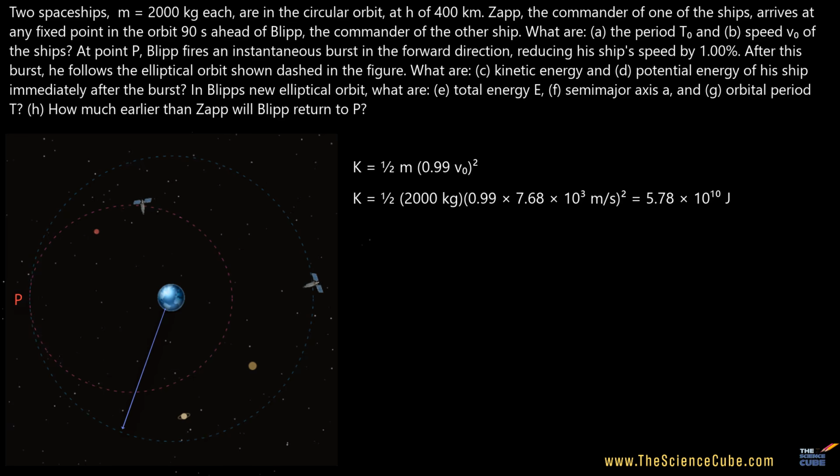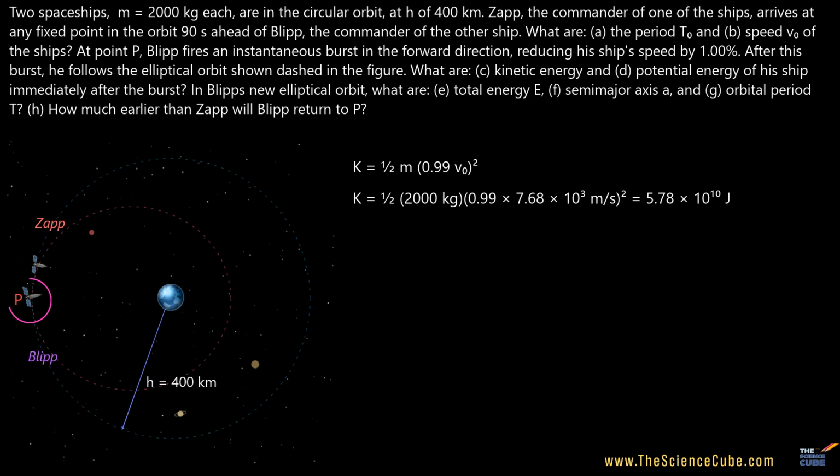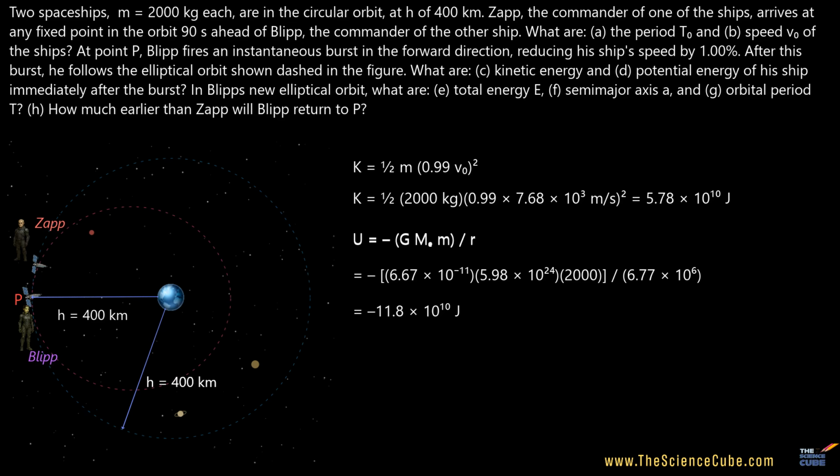The next question is, what is the potential energy of Blip's spaceship immediately after the burst? So the potential energy remains the same as it was before the burst, because the r value has not changed. So U equals minus G into M Earth into mass of the spaceship divided by r, which when you put in the values equals about minus 11.8 into 10 to the power 10 joules.